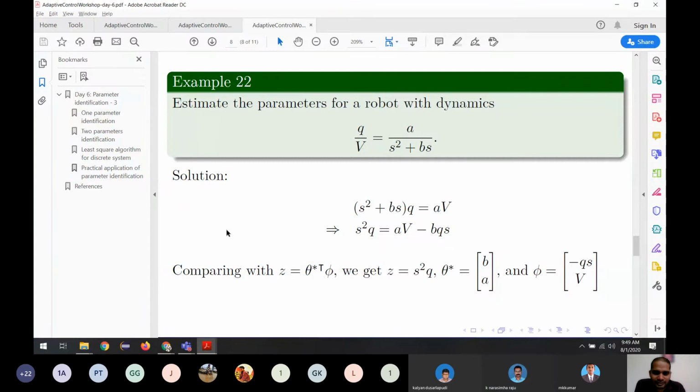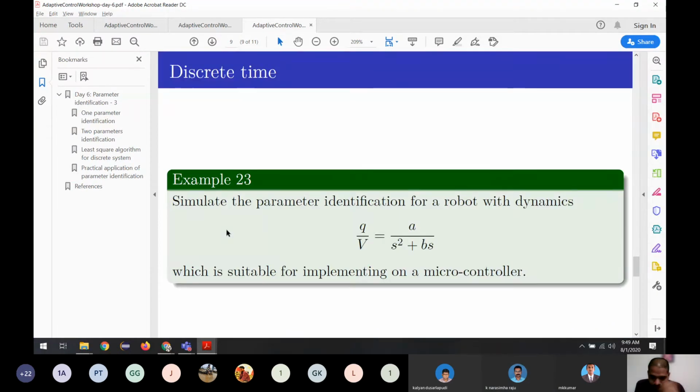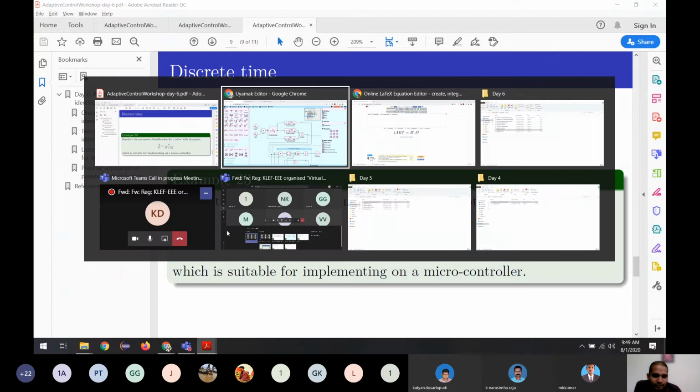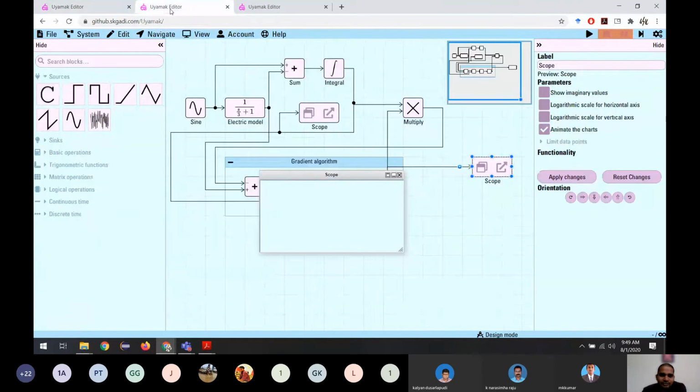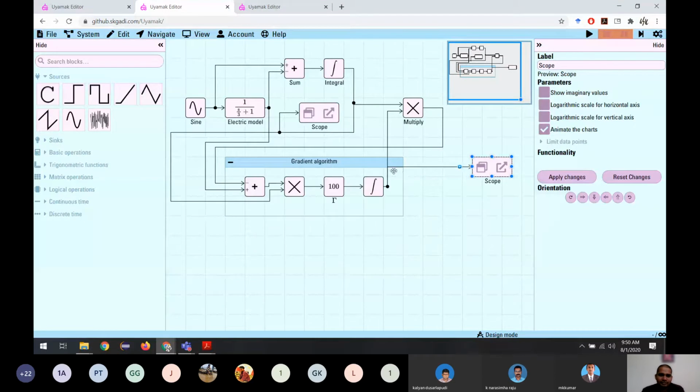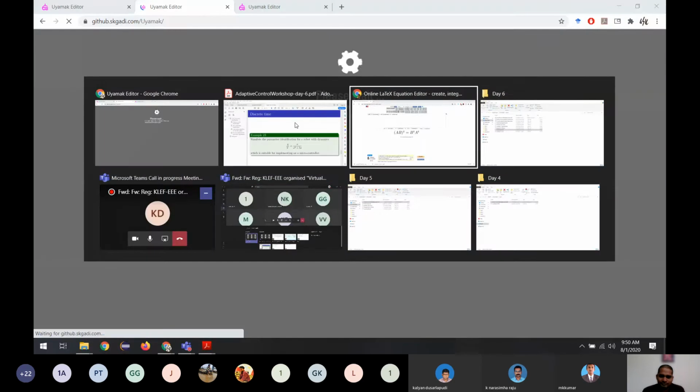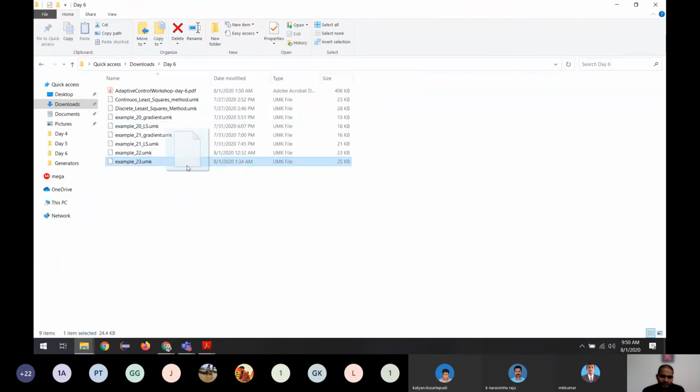Okay, so let's go to the last example. The same model we have seen. We want to implement it on a microcontroller. If you want to implement on a microcontroller, the best way is to use a discretized algorithm, and we don't need to take care of integration or anything complex. We can just use the unit delay. So let me put that model here.